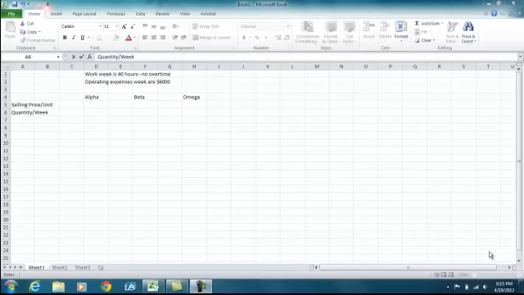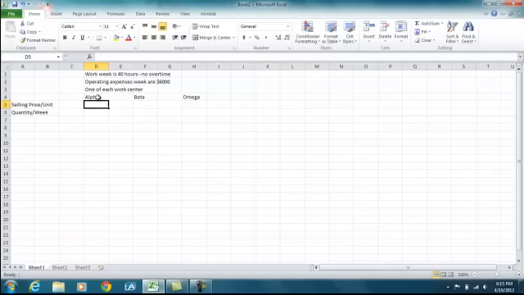So we have a couple of pieces of information that we need first. We need to know that the work week is 40 hours and that no overtime is needed. We also need to know that the operating expenses for the week are $6,000, and we need to know that there is one of each type work center. Alright, so there's only one drilling unit, one pasting unit, one packing area, those kinds of ideas.